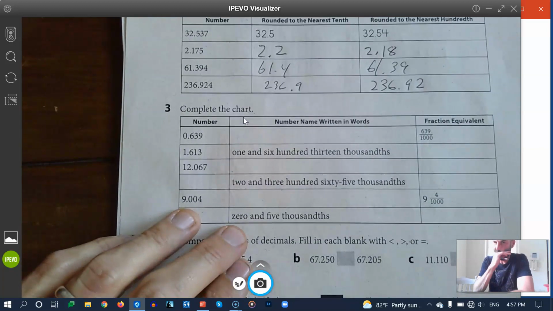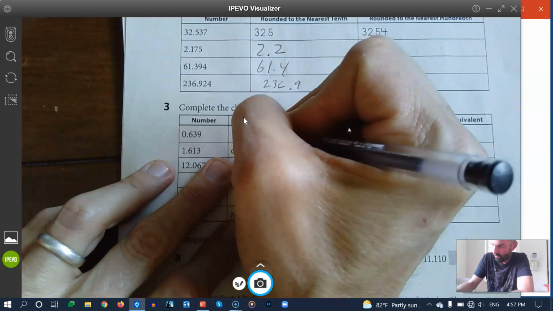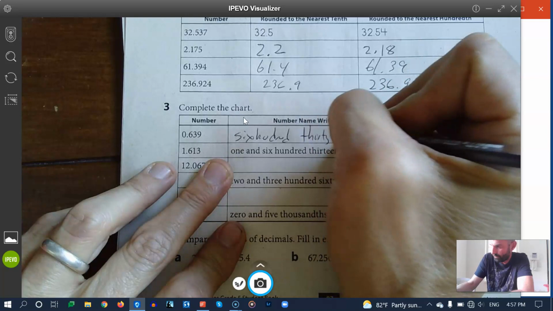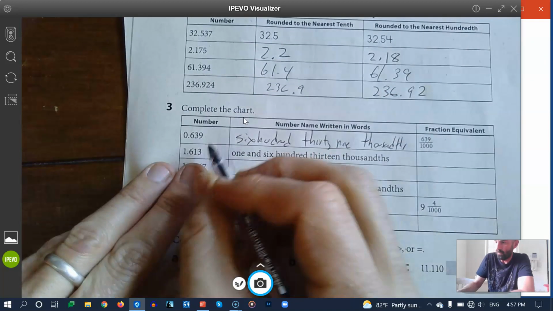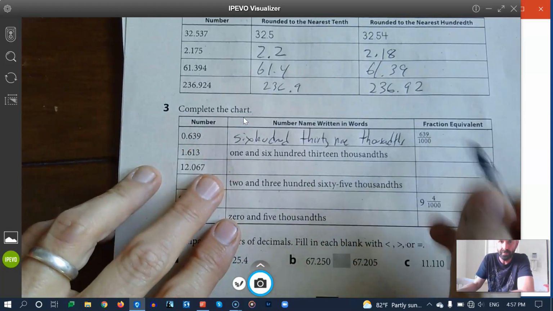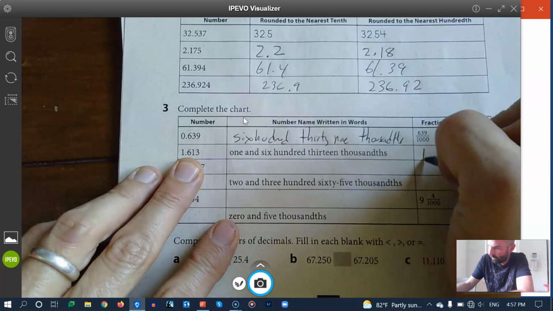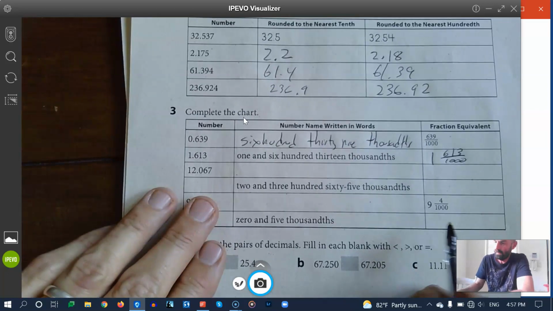Complete the chart. All right, so this is 639 thousandths. Again, we read the whole number, figure out where that place value is. That 9 is in the thousandths, and that's the fraction. 1 and 613 thousandths. 1 and 613 over 1,000.